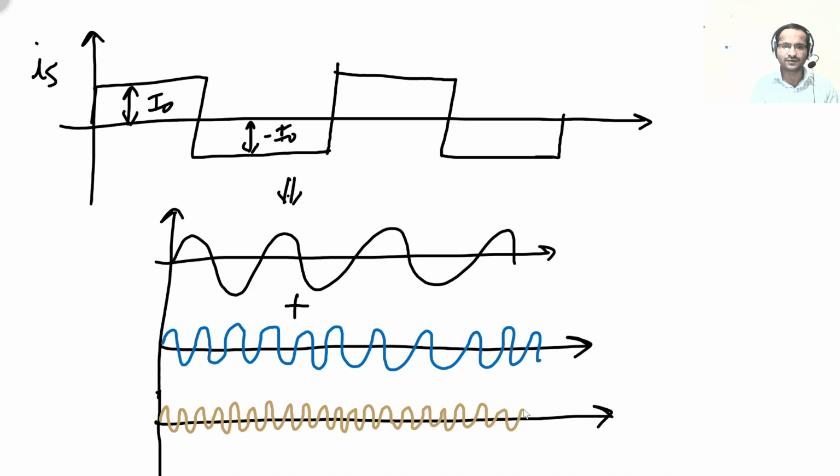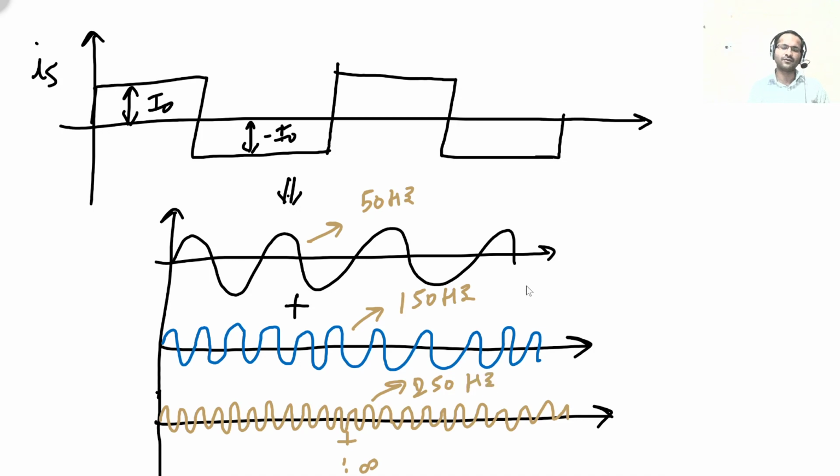So likewise we have infinite sinusoidal waveforms. This is the 50 Hertz waveform, this is 150 Hertz, supply is 50 Hertz, and this will be 250 Hertz. We will discuss why we don't have 200 Hertz, 100 Hertz or 300 Hertz and so on, right? So any non-sinusoidal waveform can be represented as a sum of sinusoids, right?